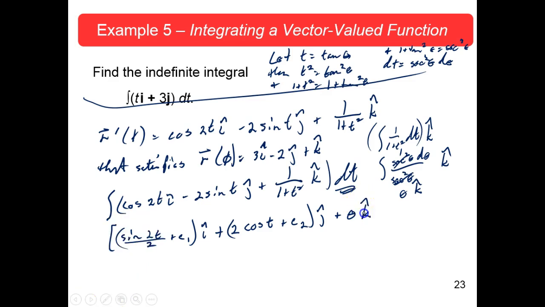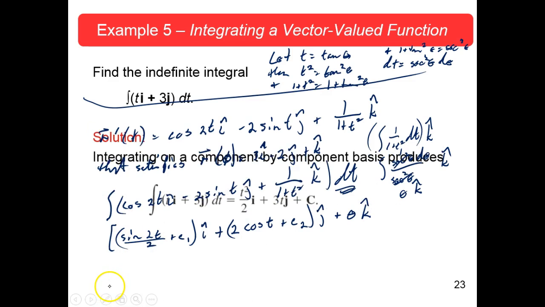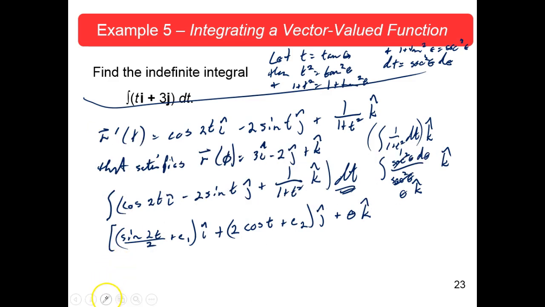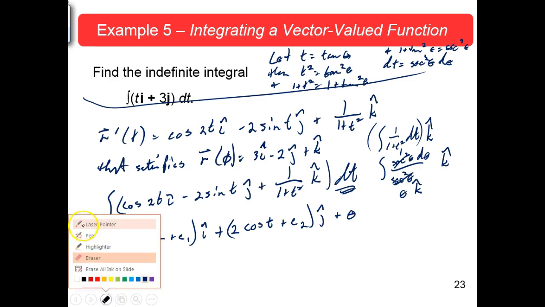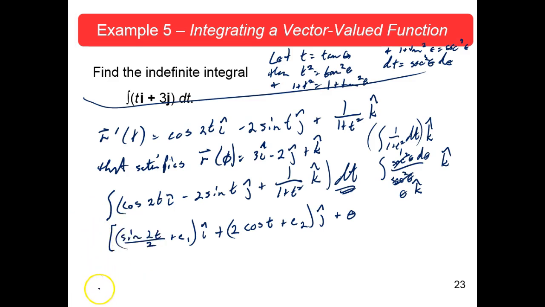Okay, I forgot to do my constant. Getting in a hurry. Theta plus C3 k. All right. Okay with that? Yes, sir.